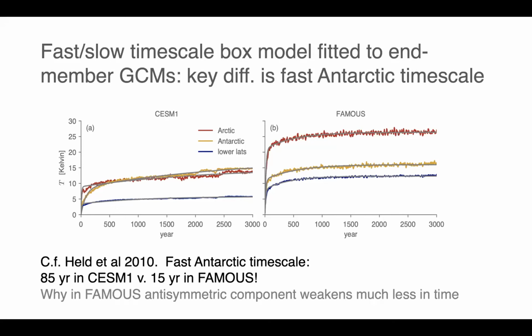FAMOUS is odd. Its Antarctic timescale is something like a decade, and it's not any different than the rest of the globe. So you can see the 3 curves for FAMOUS all are evolving over the same timescale. They just have different magnitudes. So that's why in FAMOUS, the antisymmetric component weakens much less in time.